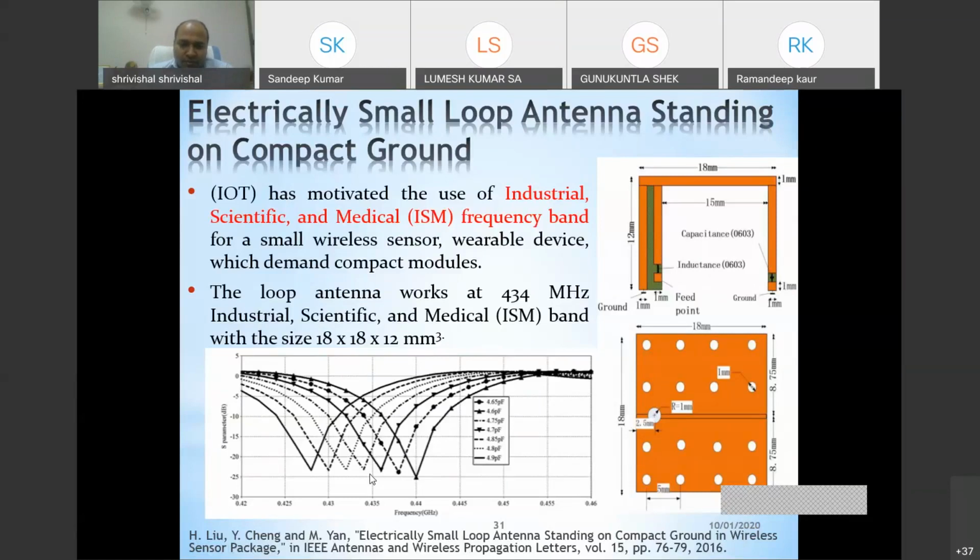But in this case, you can observe the tunability is not too high, from 0.425 to 0.44, within that range, or you can just say a range of 200 megahertz. They are keeping a shift here. So this is a design at one of the ISM bands, the industrial, scientific, and medical band. The authors' objective in this work was to go for compact dimensions, and they have used dimensions of 18 by 18 by 12 millimeters cubed. So this could be one of the possible applications that people can explore.